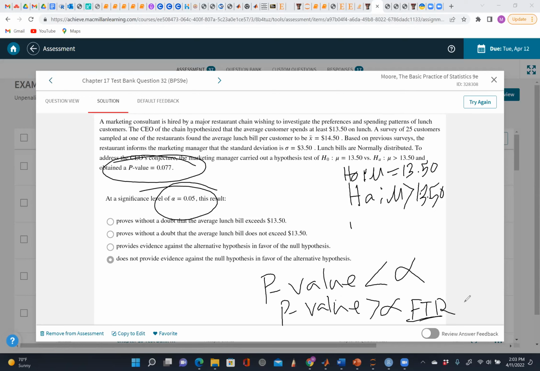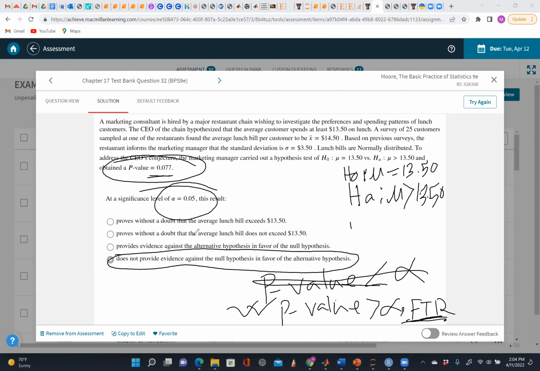And here the p-value is 0.07, which is greater than 0.05. So that means p-value is greater than alpha, so we fail to reject the null. That means the data doesn't provide evidence against the null hypothesis in favor of the alternative hypothesis. So this one should be the correct answer.